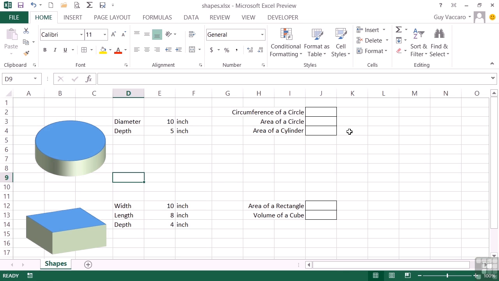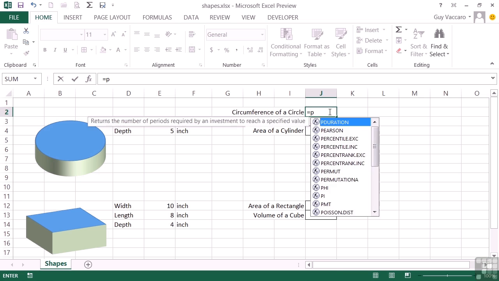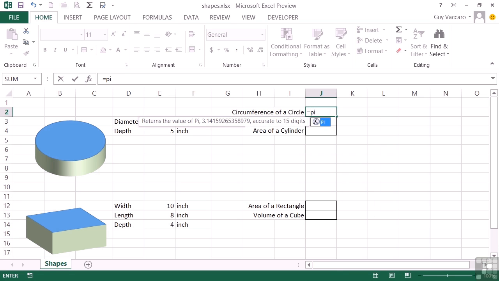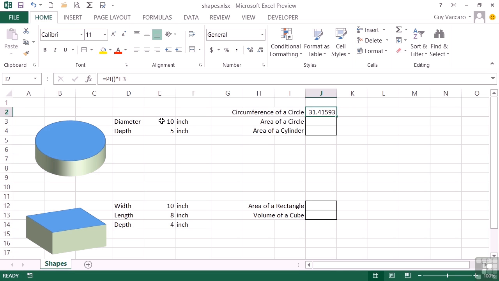So if we want to work out the circumference of a circle, the circumference is given as pi times the diameter. Now in Excel, we don't have to figure out what pi is, there is a little function. So it's equals PI for pi. It's a standalone function that calculates the value of pi, and we multiply that by the diameter. So the circumference of our circle is actually 31.41593 inches. Let's format that to 2 decimal places.